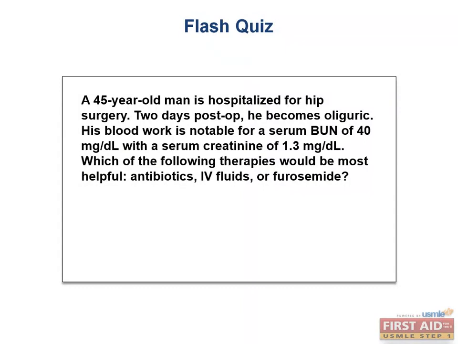Let's do a flash quiz. A 45-year-old man is hospitalized for hip surgery. 2 days post-op, he becomes oliguric. His blood work is notable for a serum BUN of 40 mg per deciliter with a serum creatinine of 1.3 mg per deciliter. Which of the following therapies would be most helpful? Antibiotics, IV fluids, or furosemide?